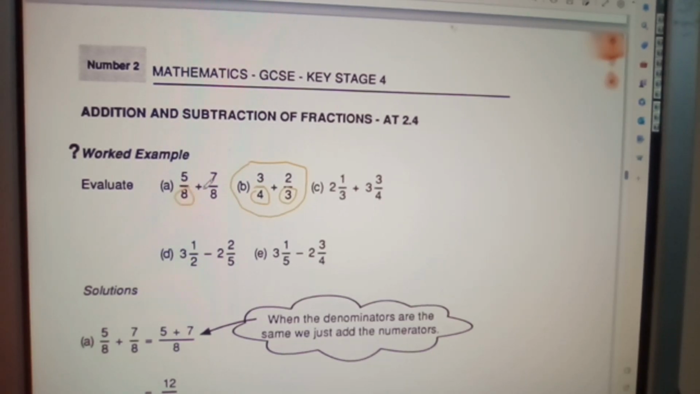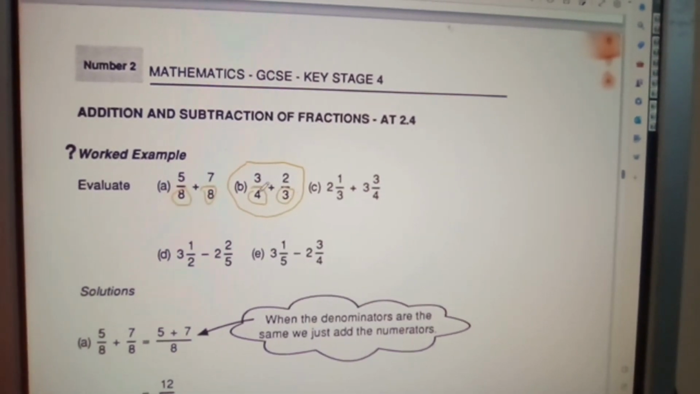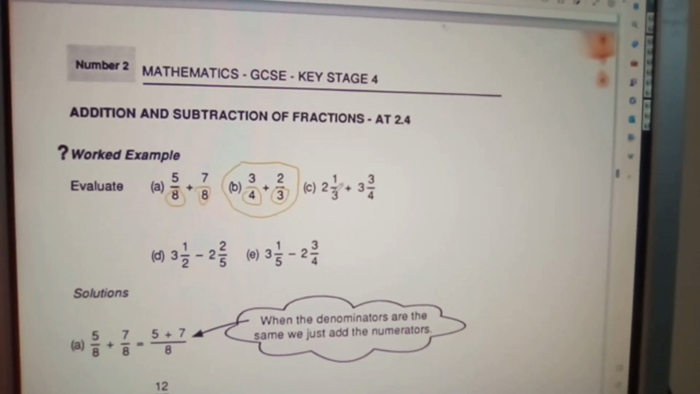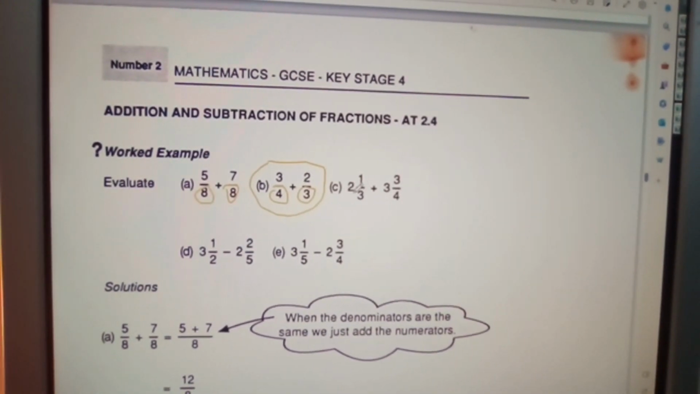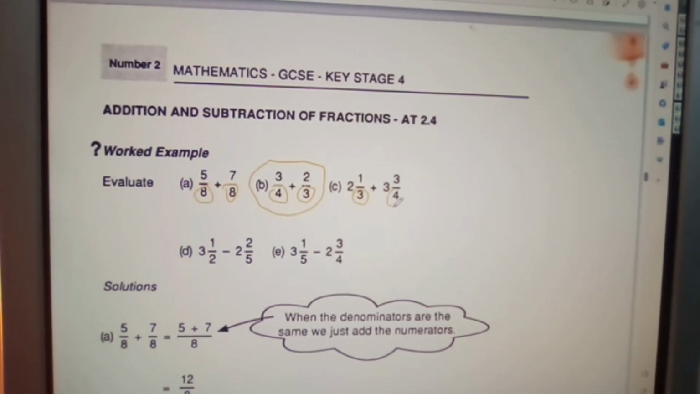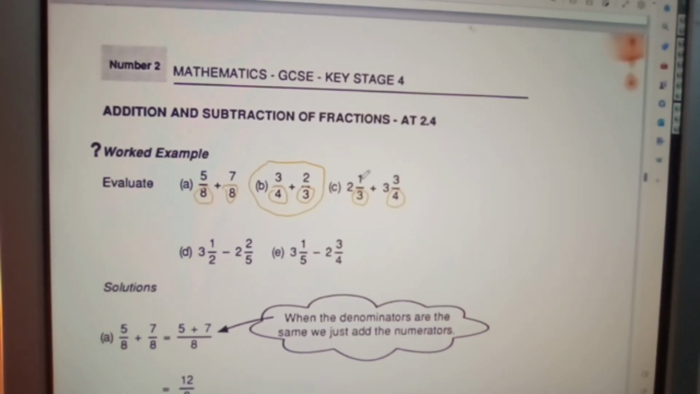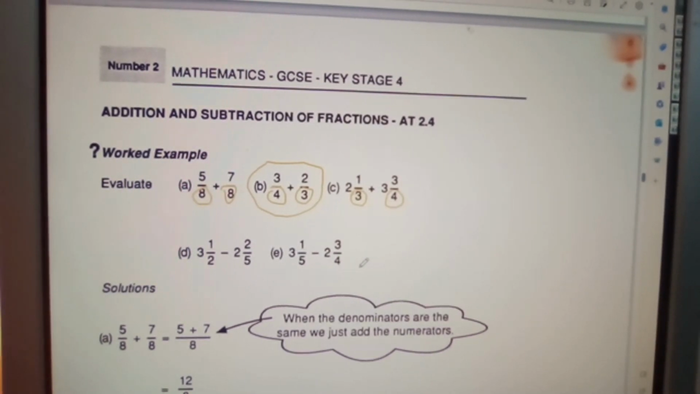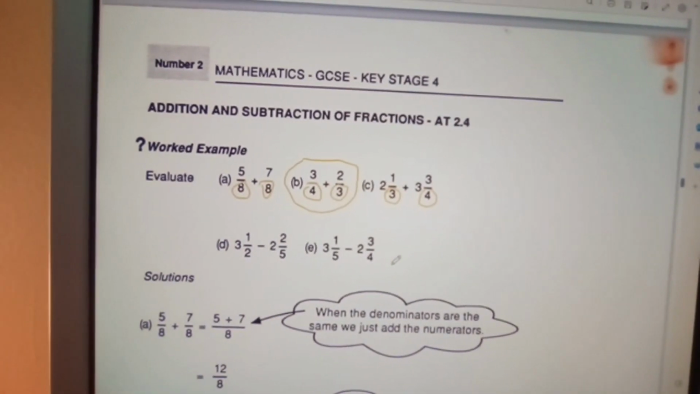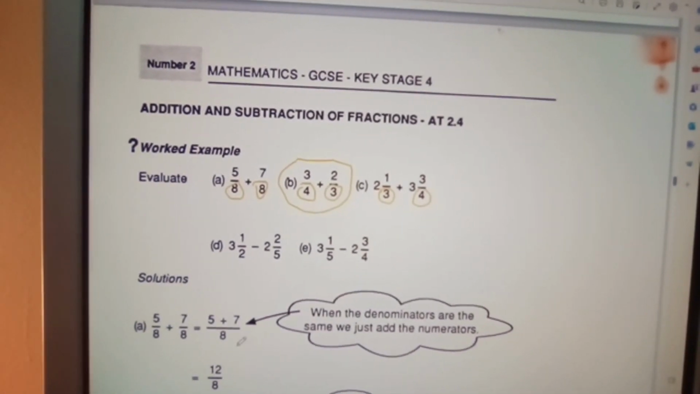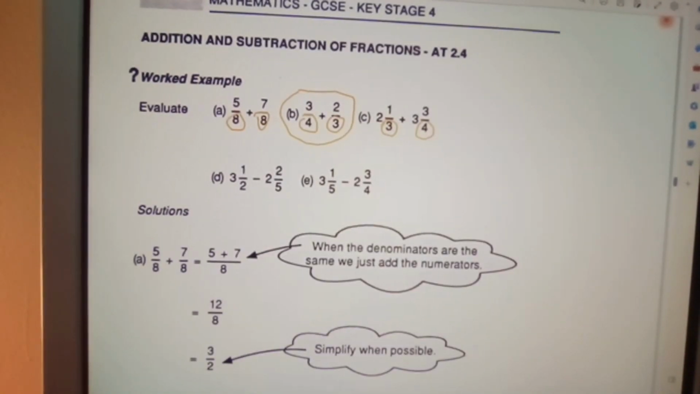8 and 8. But in this case here, your denominator is going to be 12, because 3 times 4 is 12. And again here, your common denominator will also be 12. But remember that you have to convert it to a top-heavy fraction first before you can proceed. And here's the process, the solution which has been brought into play.